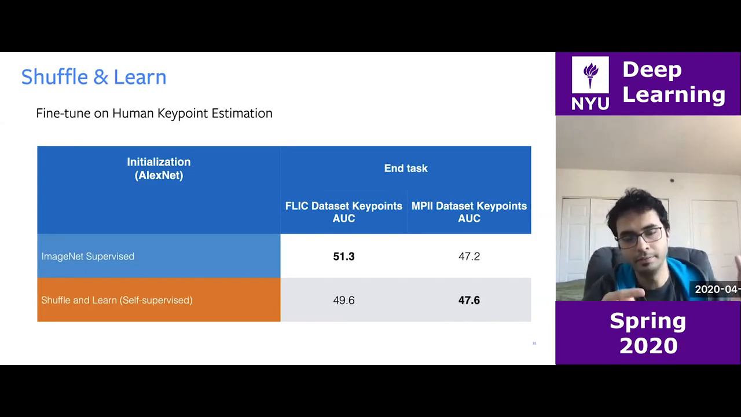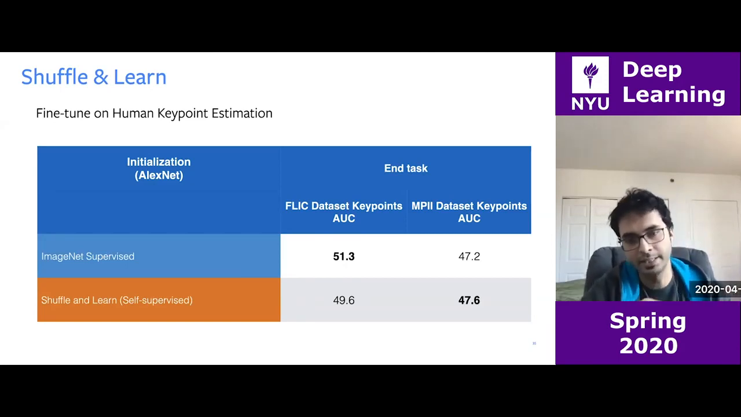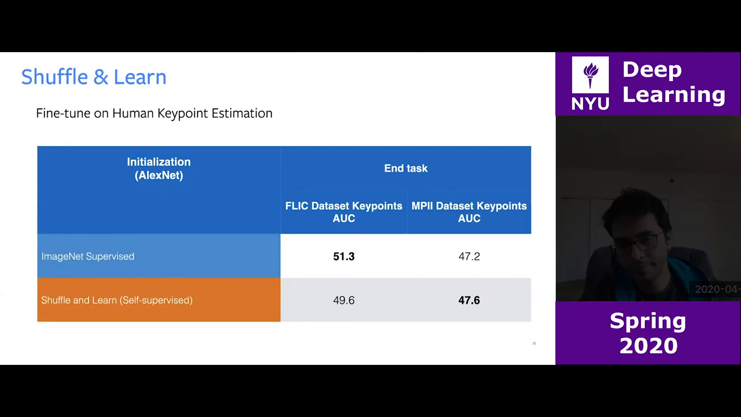So this way of evaluation takes a bunch of pre-trained networks and fine-tunes them using the same supervised data at the end. And so what you're evaluating is how good it was if I started from, say, an ImageNet supervised network or a shuffle and learn network to perform this task of key point estimation. Okay, thank you.